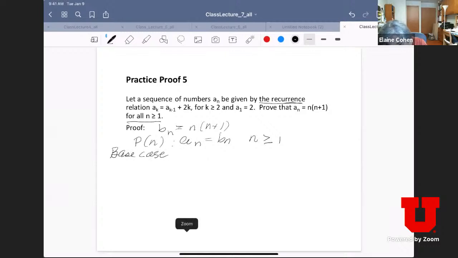For n equal 1, P of 1 is what we want to prove is true. So what do we have? We have that a1 is equal to 2. That's given to us. There's no computation. And b1 is equal to 1 times 2, or 2. So P1 is true. Okay.